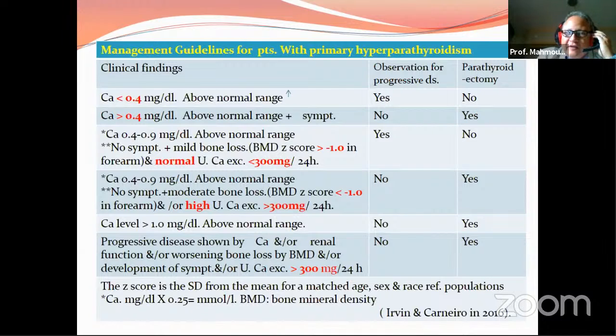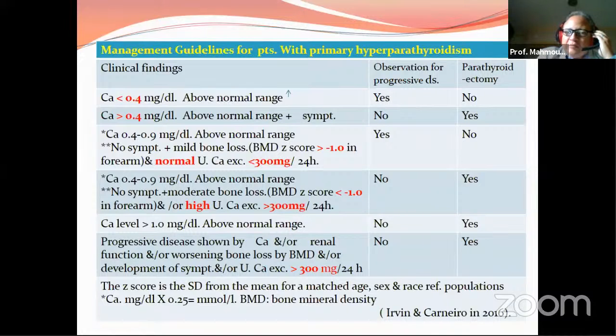If they are symptomatic, the decision will be surgery with parathyroidectomy. If they are still asymptomatic with level between 0.4 and 0.8 milligram per deciliter, we will depend on other criteria like bone loss. If there is mild bone loss with bone mineral density Z-score more than minus 1.0 or normal urinary calcium excretion below 300 milligram per deciliter, decision will be conservation.